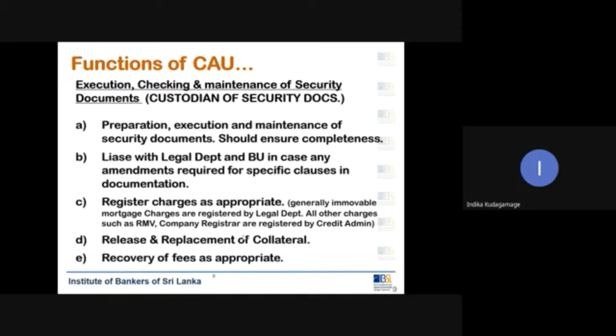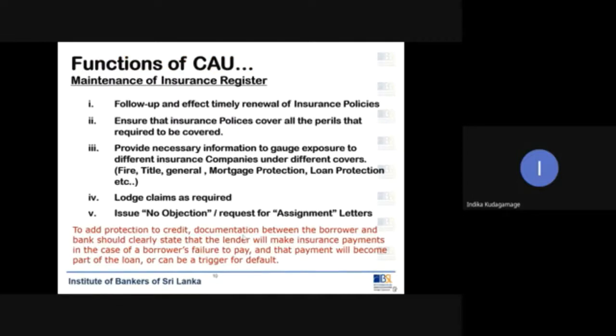Then you collect the safe custody documents, you hold the documents. Release and replacement of collateral whenever required, they have to handle. Recovery of fees and appropriation, everything has to be done by them. Maintaining of insurance register, because it is a very important part.